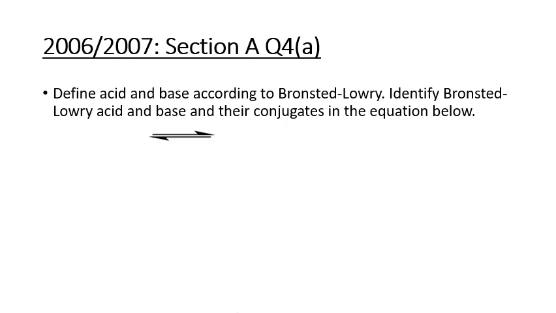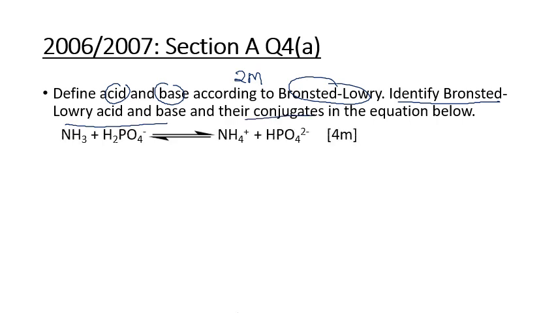Okay, let's look at one past year question, 2006-2007. Define acid and base according to Bronsted-Lowry. So it means that you cannot define based on what you remember, but you have to define according to Bronsted. Acid and base, so here you will get 2 marks. And then identify the Bronsted-Lowry acid and base and their conjugate in the equation below. Here, another 2 marks. So the total is 4 marks.